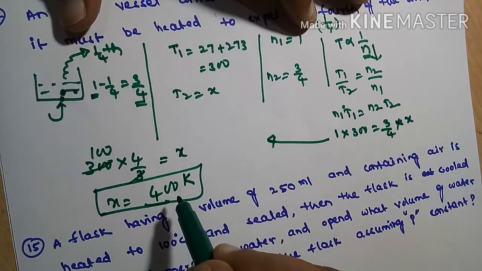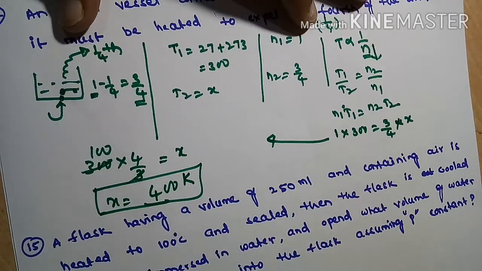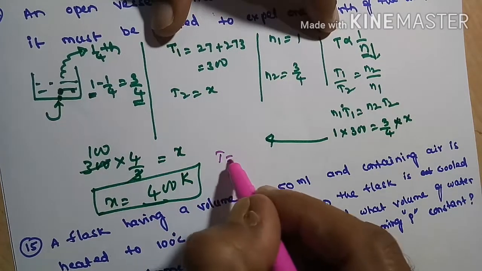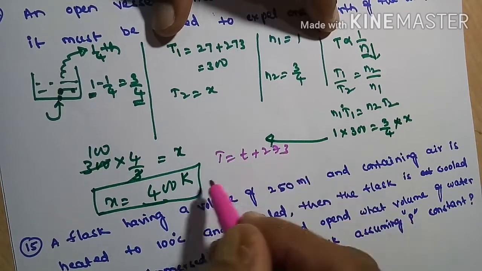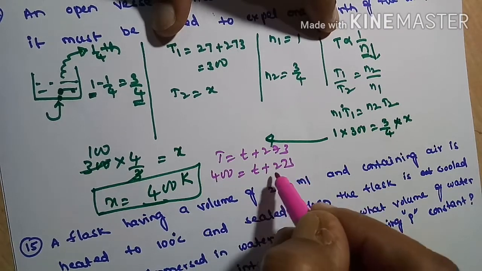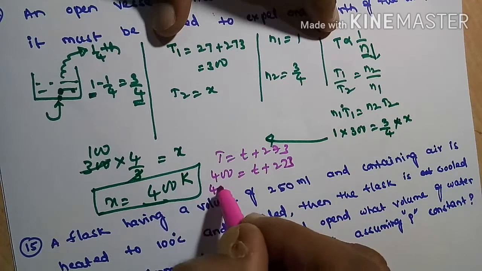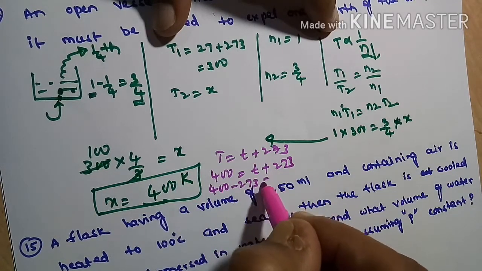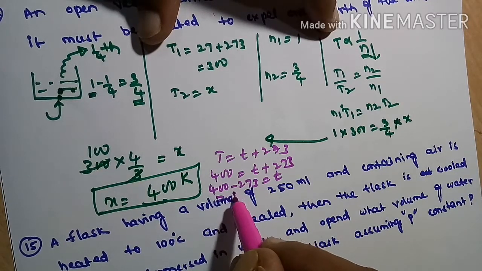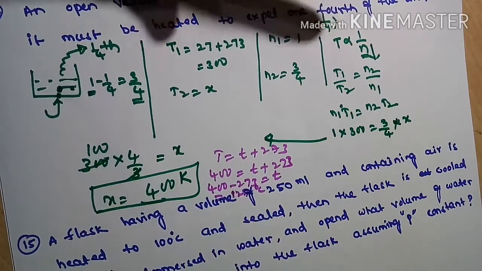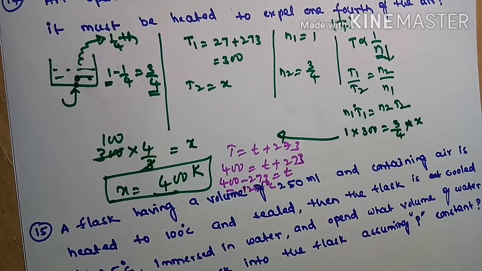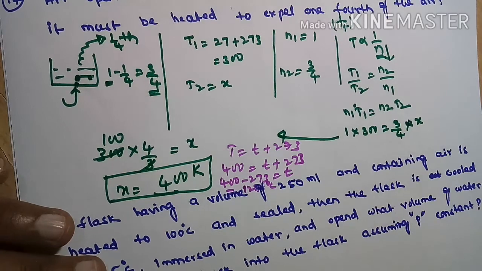If you want it in degree centigrade, what will we do? We subtract 273. So capital T is equal to small t plus 273. Capital T is equal to 400. So 273 is sent to this side. 400 minus 273 is equal to small t. Now what will we get? We will get 127 degree centigrade. 127 degree centigrade. So this is the solution for the given problem.